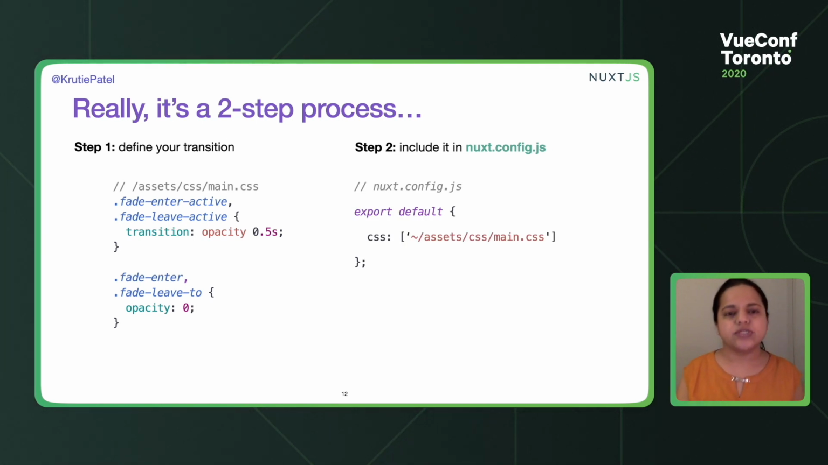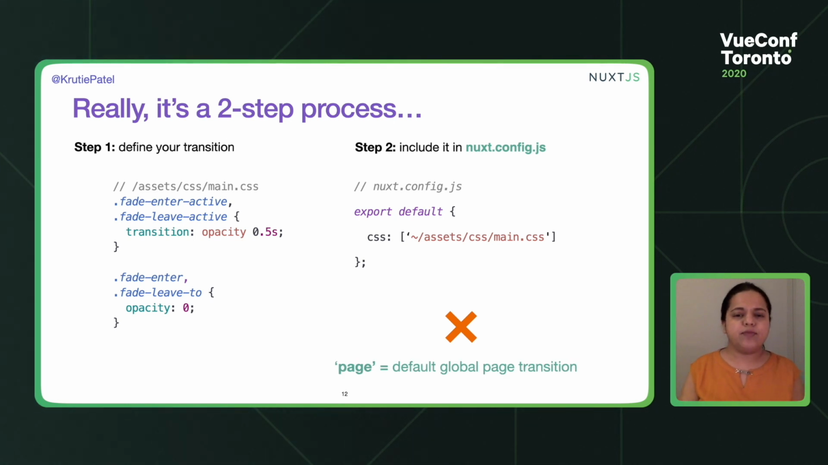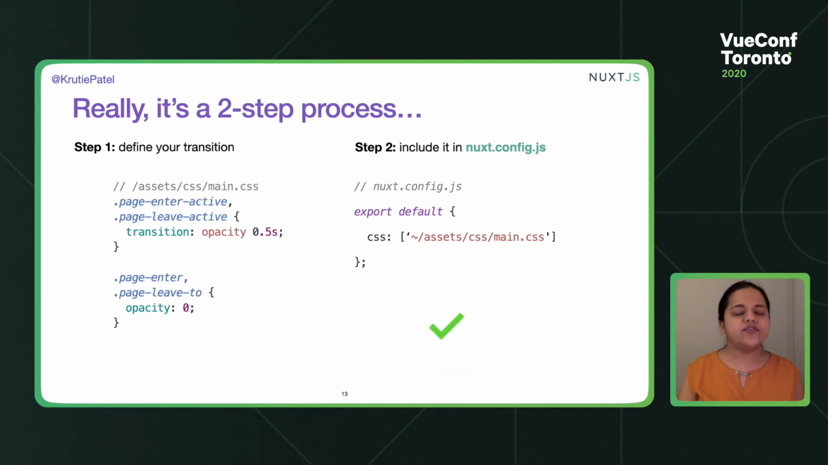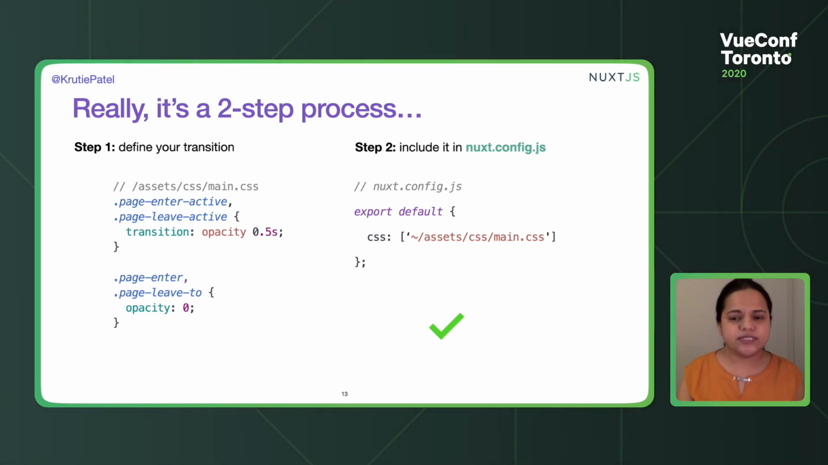our Nuxt configuration. Now this won't really work because by default Nuxt looks for a transition name called page, and that's why our fade transition won't have any effect on Nuxt pages. So how do we fix it? We can simply replace our fade namespace with page, like that. And after this, if we access any internal page with Nuxt link, we can see our fade transition in action.